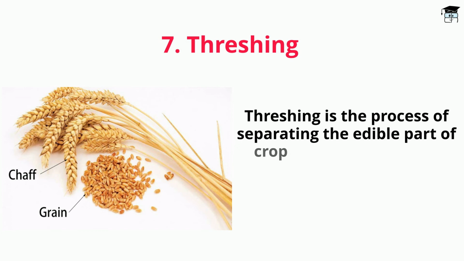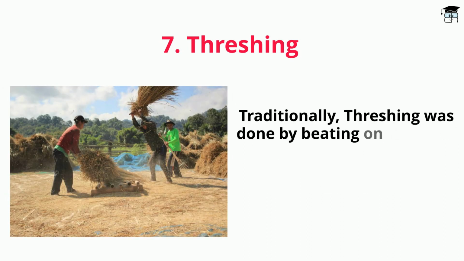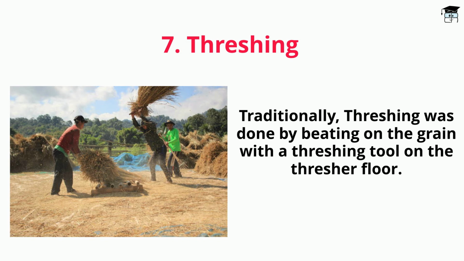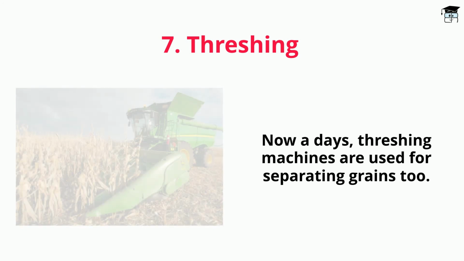Threshing is the process of separating the edible part of the crop from the chaff that surrounds it, which is not edible. Traditionally, threshing was done by beating on the grain with a threshing tool on the thresher floor. Nowadays, threshing machines are used for the same purpose too.